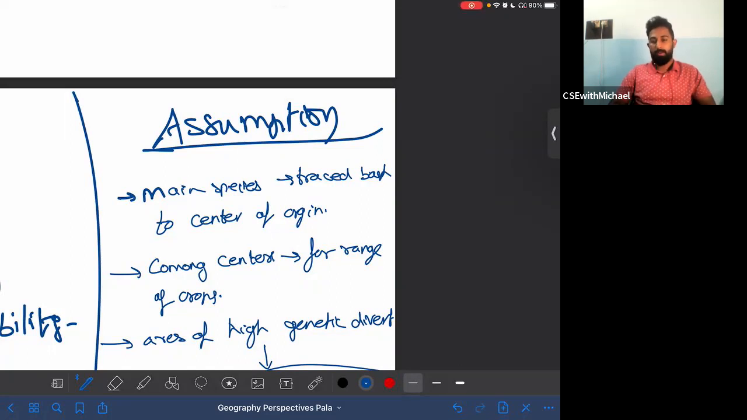High biodiversity. Biodiversity could be of different types. There could be different types of species, that is species diversity. Within a species there are different types of genes, genetic diversity, and there are even different types of ecosystems, that is ecosystem diversity. So, high biodiversity with respect to genetic, species and ecosystem levels.